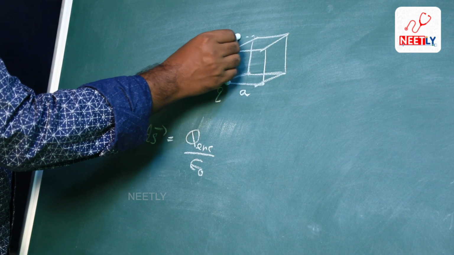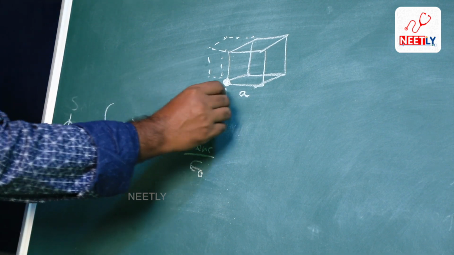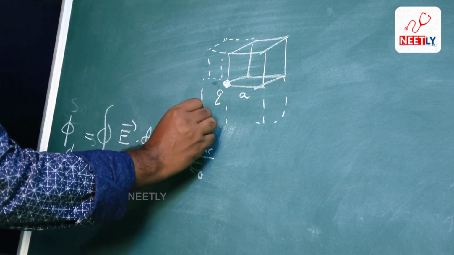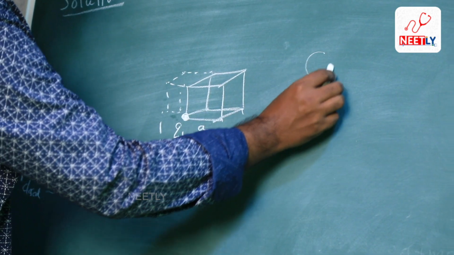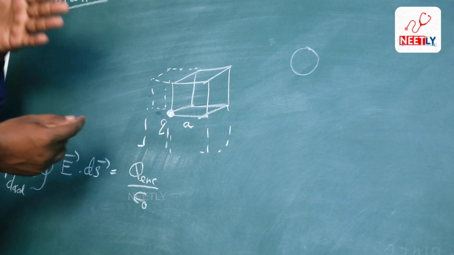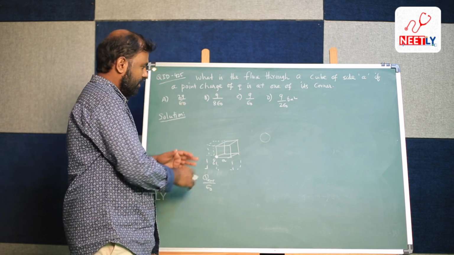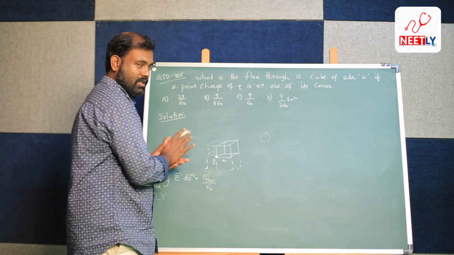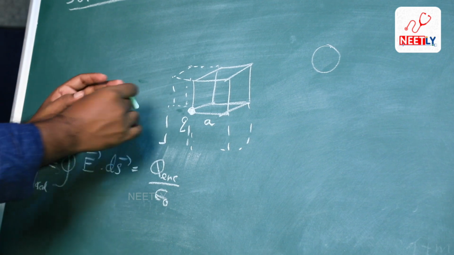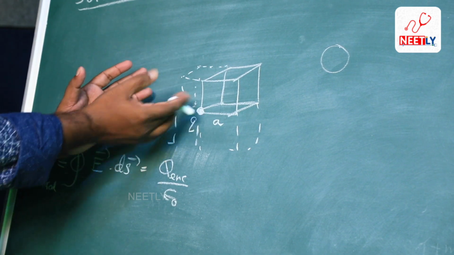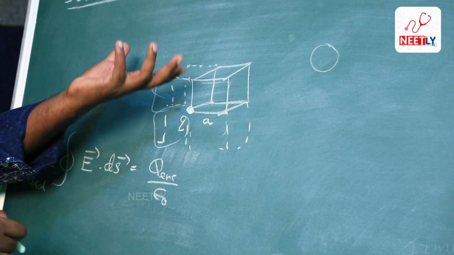If I stack another cube this side, another cube this side, another cube this side, what will happen? If you think of the charge as a small sphere, one hemisphere will be closed by these 4 cubes. Then to close the remaining hemisphere of this charge, I have to put another 4 cubes in the front face. So totally if I put 8 cubes side by side, there will be another cube here, another cube here. So there will be totally 8 cubes.